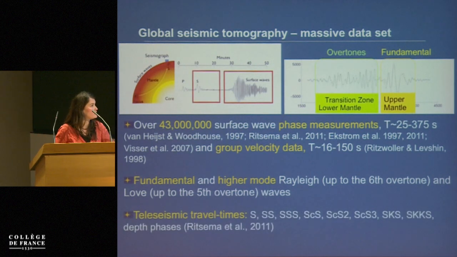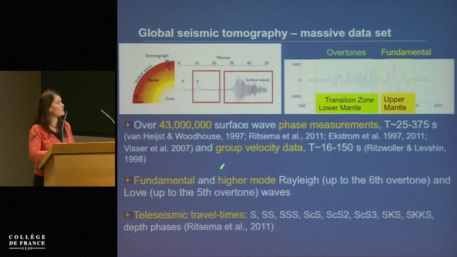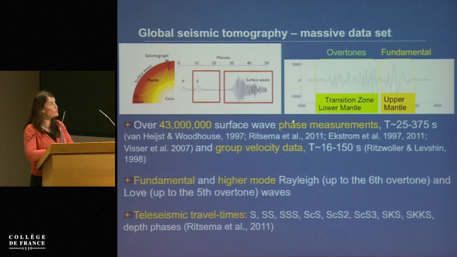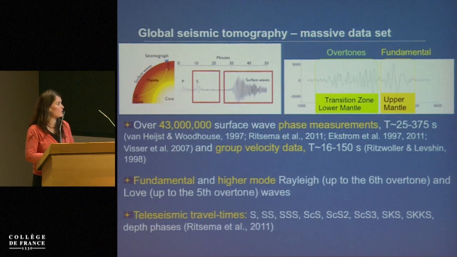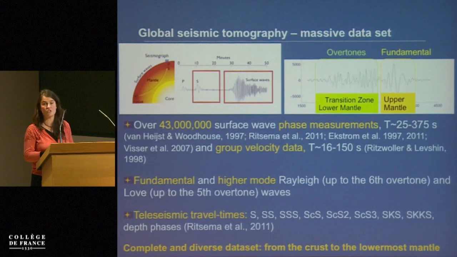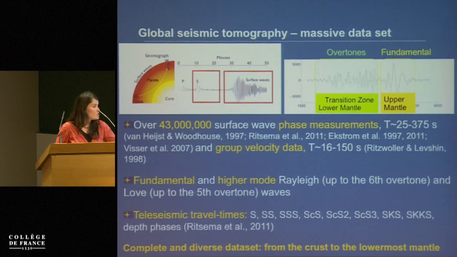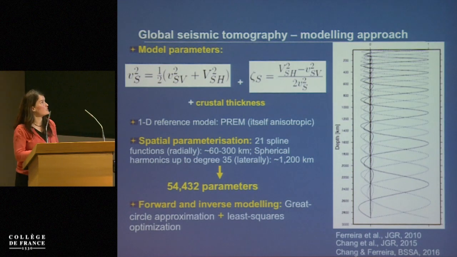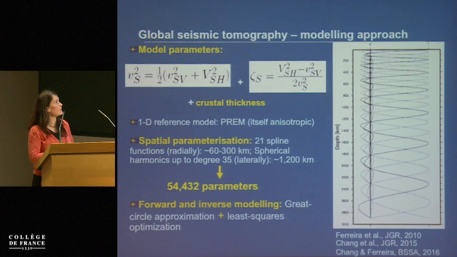In addition to that amazing set of measurements that we compiled from different groups that have really gone through the efforts of making these compilations and these very careful measurements, we also use body wave travel time measurements from a variety of phases, which were measured previously by Ritsema et al. This means that we have a very large data set with a very diverse sensitivity to the Earth's interior, from the crust to the lowermost mantle. Then, when it comes to our modeling approach, this is just in a very quick nutshell.